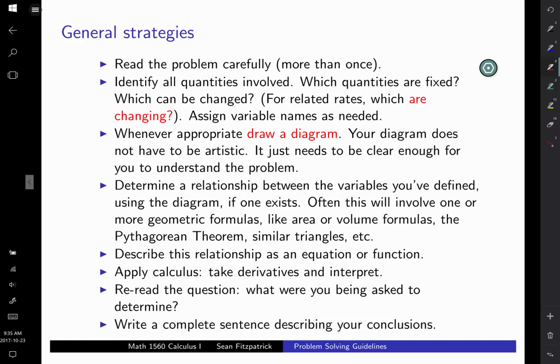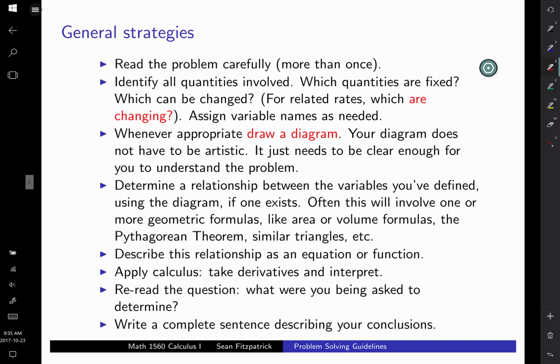In the case of related rates, you have things that are changing in time, right? The person's position is changing in time because he's walking at a certain speed. As he moves, the length of the shadow is changing. In the case of the optimization problem, you have one quantity which is fixed, which is the perimeter, and one which is variable, the area, and you're trying to figure out how to make that area as big as possible.